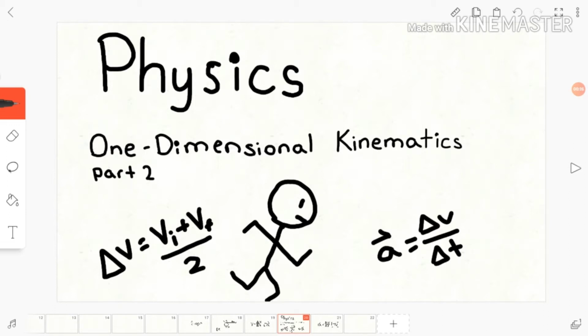So, last time, we learned about displacement and velocity, and along with that, we learned about scalars and vectors. So this time, it's going to be more in-depth. Let's get right into it.